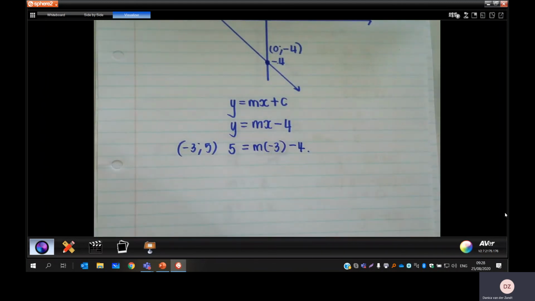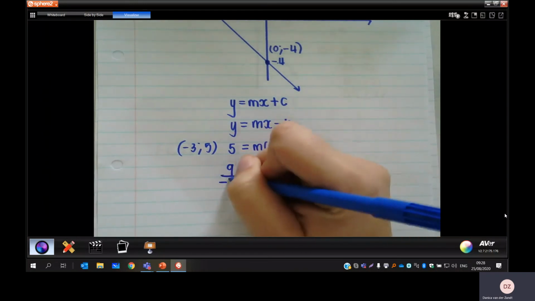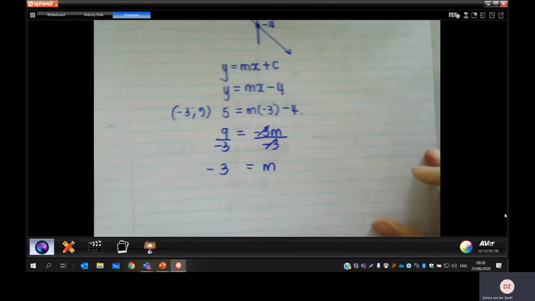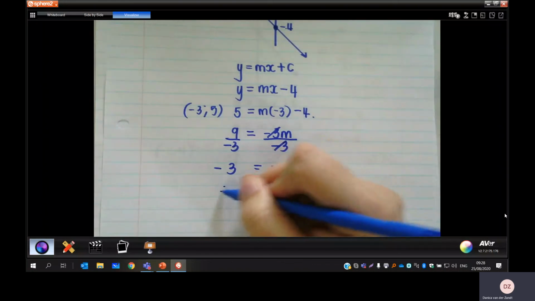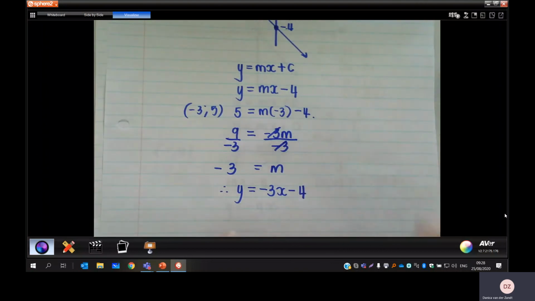Taking minus 4 over becomes, so you can follow this even though you might not have done it this way. Taking my minus 4 over to get m by itself would become positive 5 plus 4 is 9, equals to minus 3m. M may be by itself, but it is not single and it is not positive. How am I going to make it single and positive? Divide by negative 3, divide by negative 3. Cancelling, m is equal to negative 3. And therefore, my full equation, negative 3x minus 4.